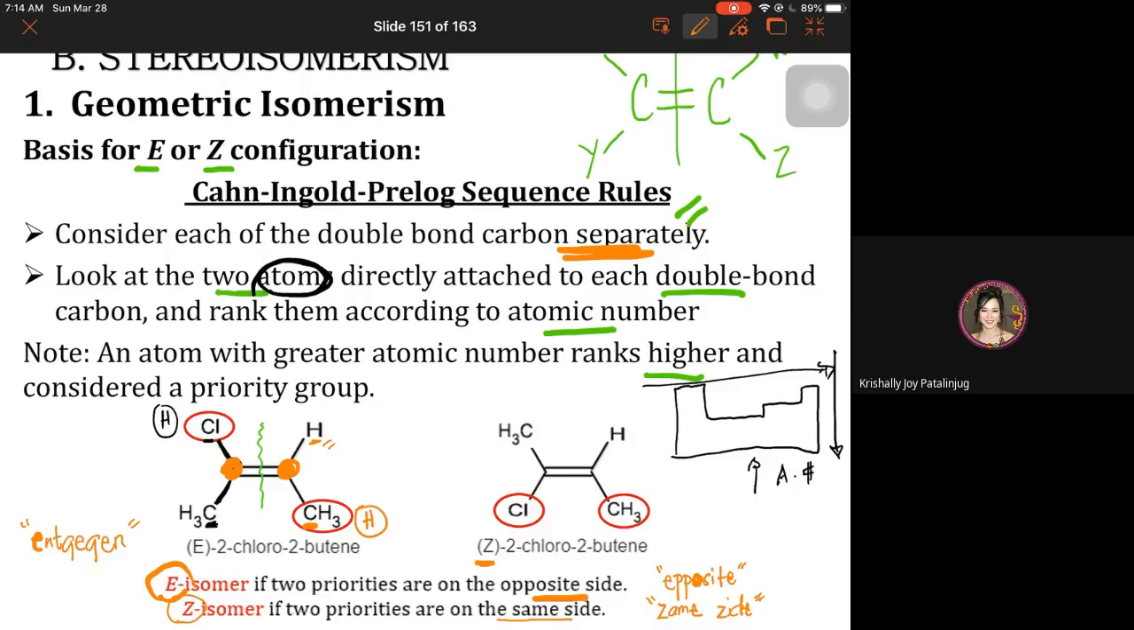So that is how to write the full name of the alkene. The capital letter E is enclosed in parentheses, then a dash, then 2-chloro-2-butene. Okay, next, let's have another example.